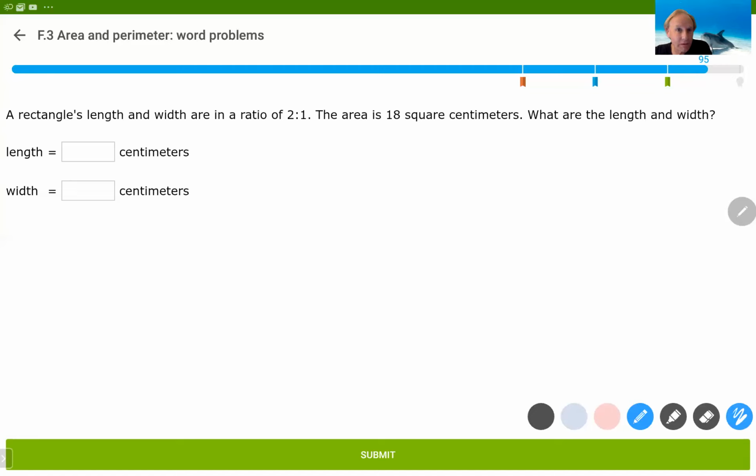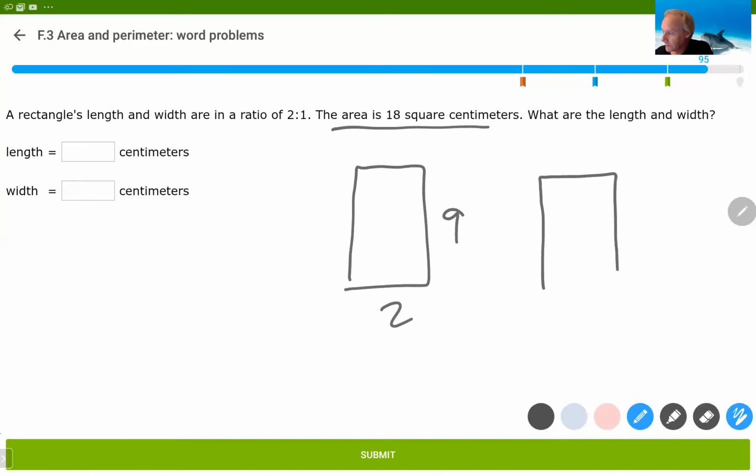The length and the width are in ratio 2 to 1. The area is 18. Interesting. The thing that popped into my head was 2 by 9. Now I know that's not right because they have to be 2 to 1 for the sides, but that does give us an area of 18 square centimeters. So that's not going to work. So now what I need to do is try something else.